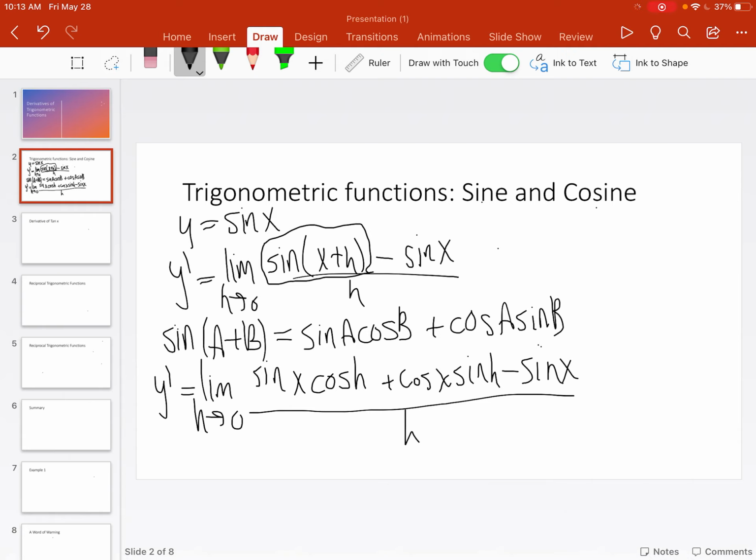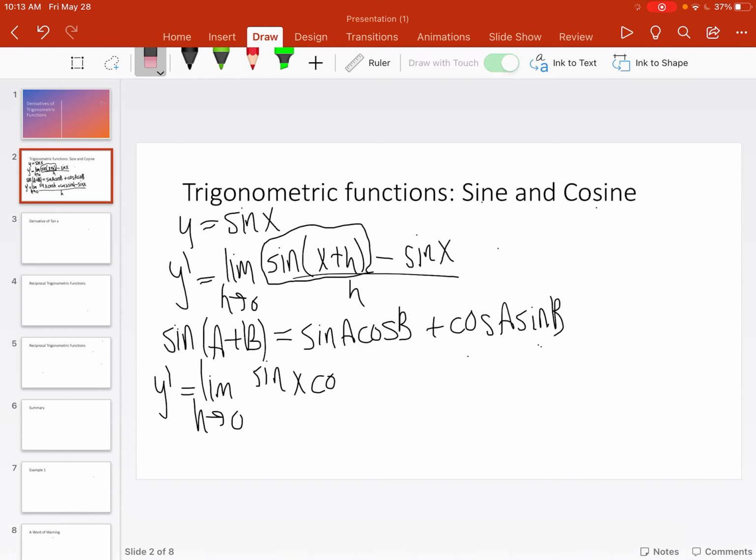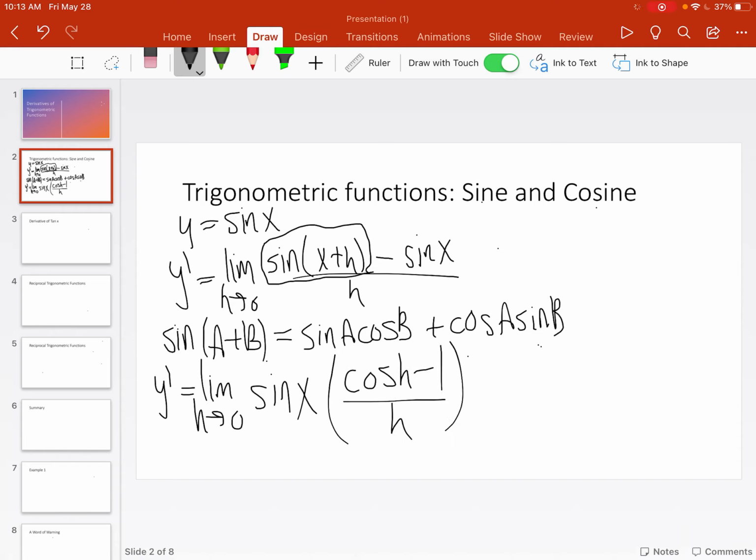And this expression simplifies down to, I'm just going to erase all this and write what it simplifies down to. Well, this expression just turns out to be sine x times cosine h minus 1 all over h plus cosine x sine h over h. If you just do some simplification, it turns out to be this.